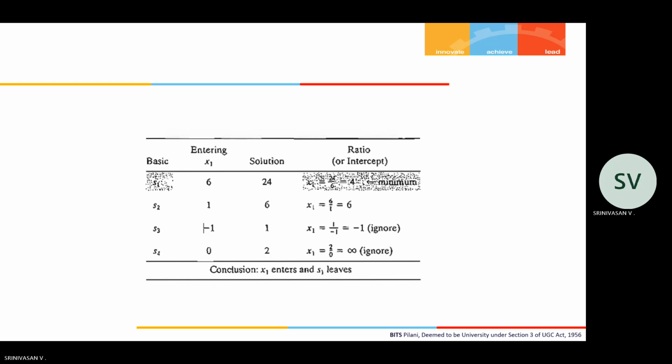Ratio: 6/1. This is 1 by -1, ignore, because a negative value we don't need to take. Again, by 0 it becomes infinity. That is also to be ignored. So there is only one ratio which is eligible. So that is the pivot row. And of course, the Zj minus Cj calculations are not shown here straight away. First, which non-basic variable enters and which basic variable leaves is shown here.